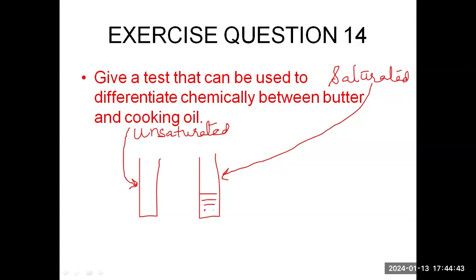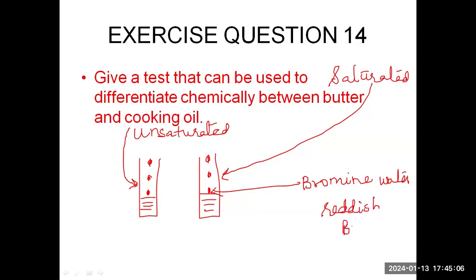Now you put some bromine water in both of them. This is bromine water. Let me label it. Bromine water is reddish brown in color. Now, in one of the test tubes, the reddish brown color will go away. It will lose the reddish brown color. In which one do you think it will lose? Any guesses?